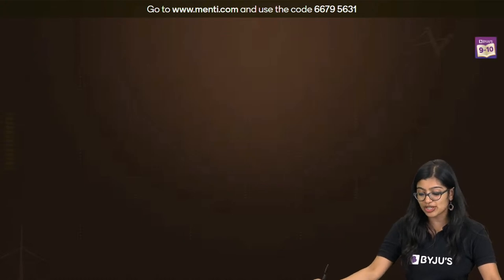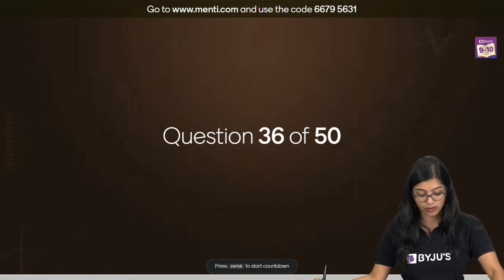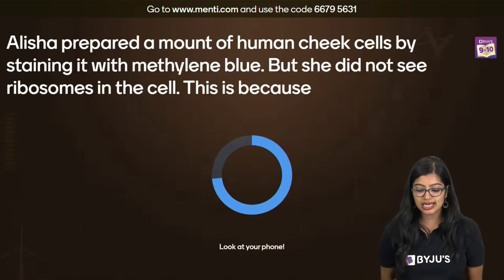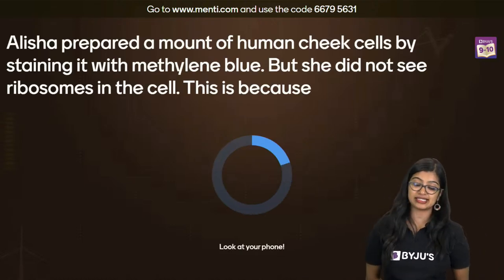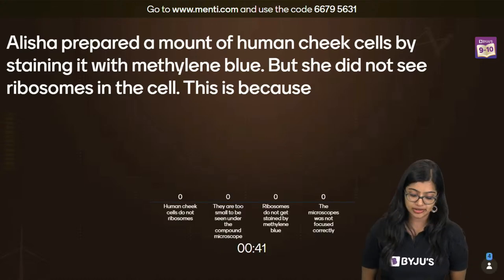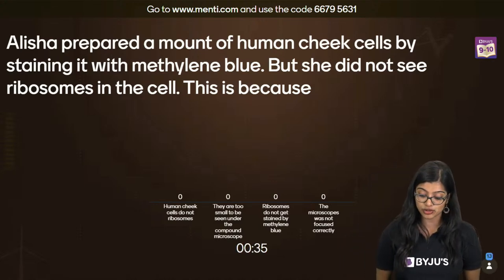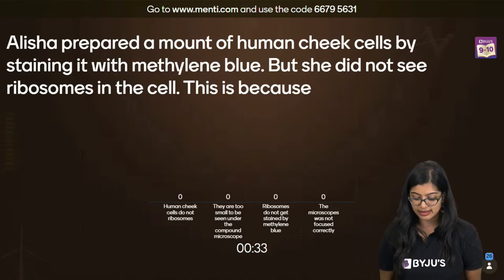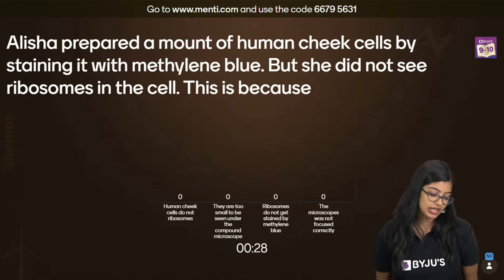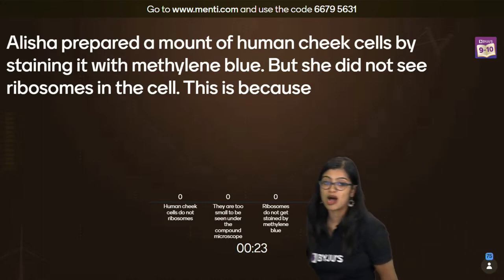So now let's move on to question number 36, everybody. Alisha prepared a mount of human cheek cells by staining it with methylene blue, but she did not see ribosomes in the cell. This is because of what? Human cheek cells don't have ribosomes; they are too small to be observed under a compound microscope; ribosomes do not get stained by methylene blue; or the microscope was not focused correctly. There are two options you can get confused between, so take your time to answer this question.